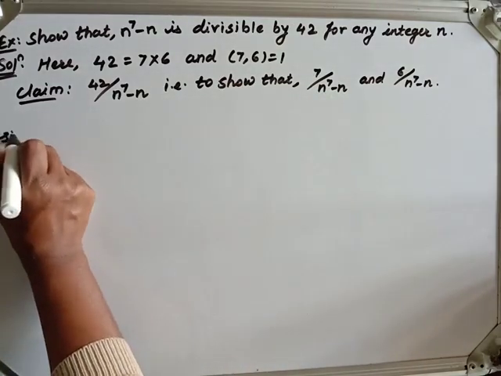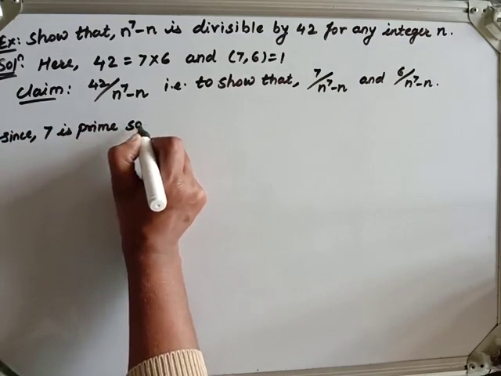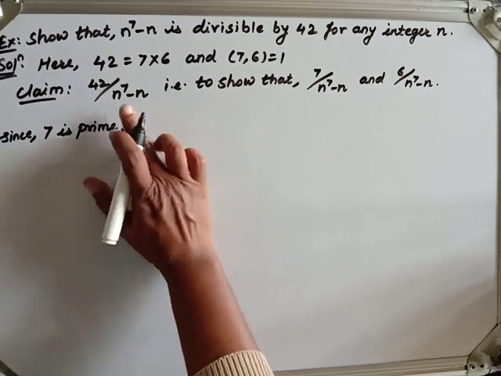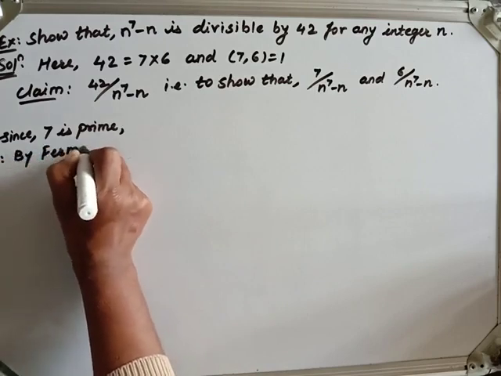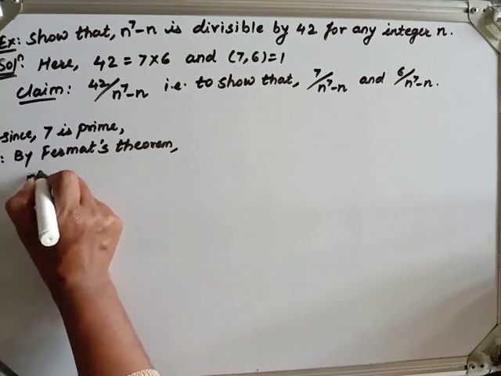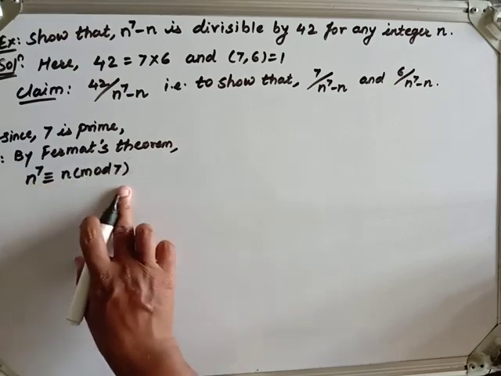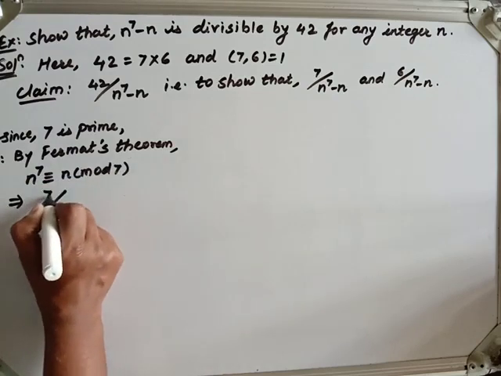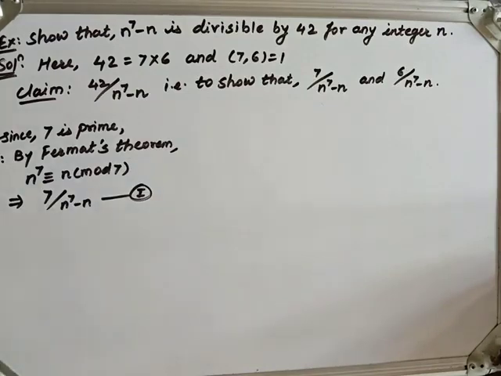Since 7 is a prime, therefore by Fermat's theorem, what we get? n raised to 7 is congruent to n modulo 7. The second part of Fermat's theorem shows the same. Now what does this say? This says 7 divides n raised to 7 minus n. Call it equation number 1. This is the first part of our proof.